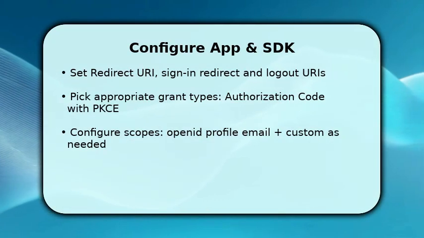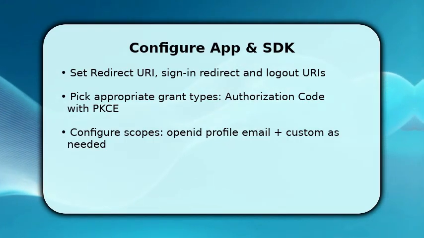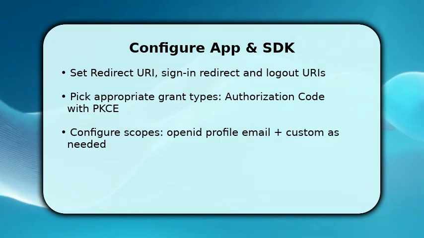Next, you'll configure the app and SDK. In the Okta console, set the redirect URI and enable authorization code with PKCE for native mobile security. Once done, add required scopes like OpenID, profile, and email. Include any custom scopes your backend needs.